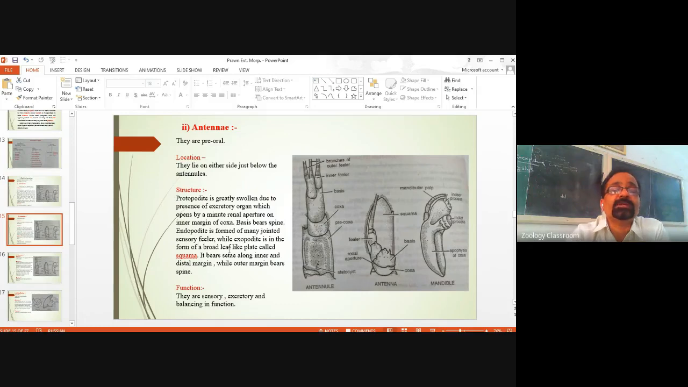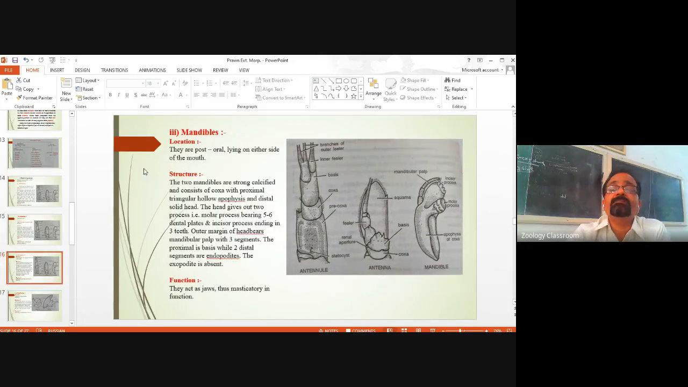Okay. Now next, mandibles. You have also studied the mandibles in the case of cockroach, isn't it? A hard chitinous structure having denticles, but here the structure of the mandible is a bit different in the case of prawn. But see where the mandibles are located. They are post-oral. This point is very much important.